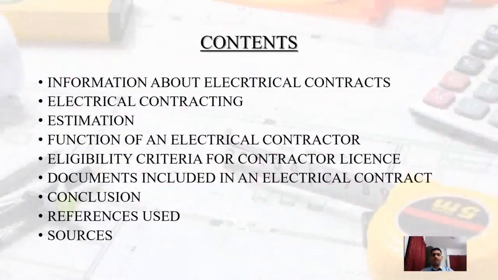We are going to have a look at some topics like information about contracts, electrical contracting, what is estimation, functions of an electrical contractor, eligibility criteria for a contractor license, documents included in an electrical contract, conclusion and references used, as well as some sources.